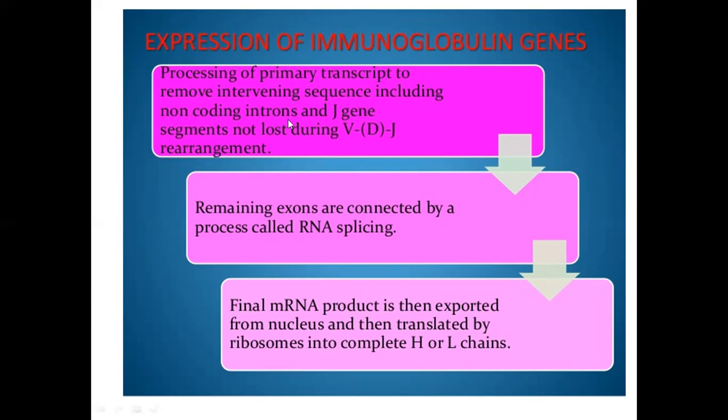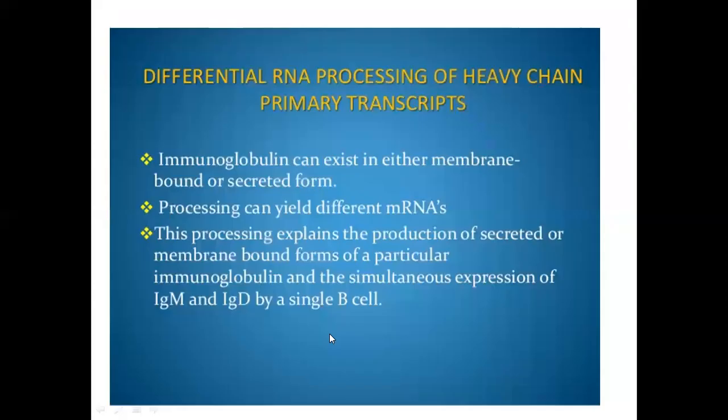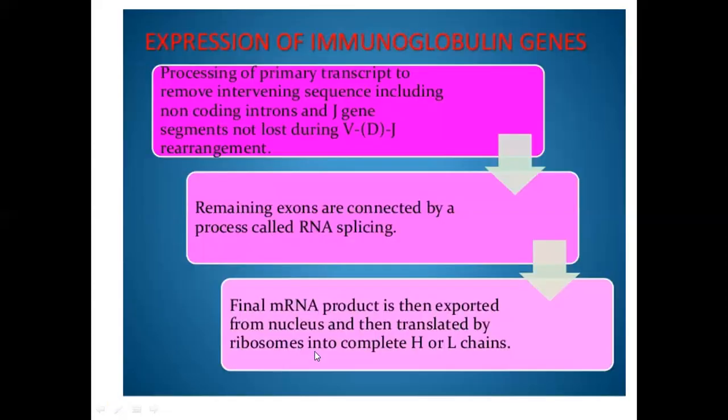The primary transcript is processed to remove the intervening sequences, including non-coding introns and the gene segments not lost during the VDJ rearrangement. So what is not lost? That should be processed here. The remaining exons are connected by a process called RNA splicing, and then the final mRNA product is exported from the nucleus and translated by ribosomes into complete heavy and light chains.